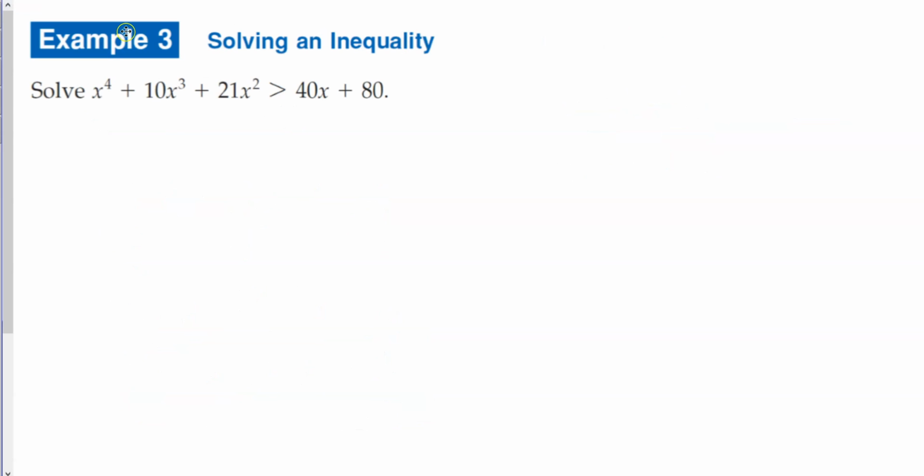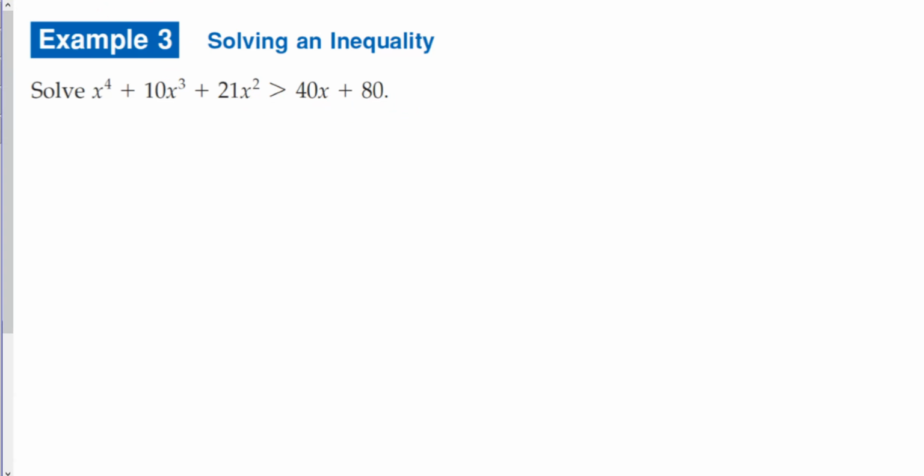In this lesson, we're going to look at some even more complex inequalities that we're going to first apply a little bit of algebra to, and then we're going to use the graphing calculator tool that I showed you in a previous lesson to figure out where this inequality is satisfied.